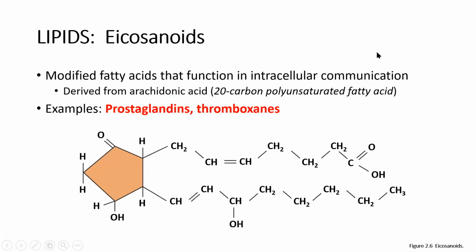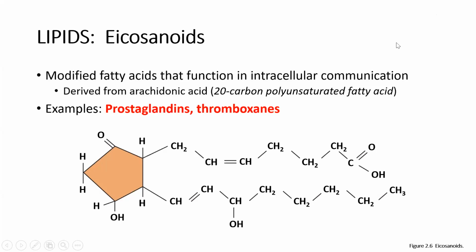Okay, the next category of lipids are called eicosanoids. And eicosanoids are basically modified fatty acids. So when some of the fatty acids come in contact with particular enzymes, the enzymes cause them to fold upon themselves and create these complex ring carbohydrate structures. So they're basically lots of carbohydrates that have folded themselves into these complex molecules that we call eicosanoids.